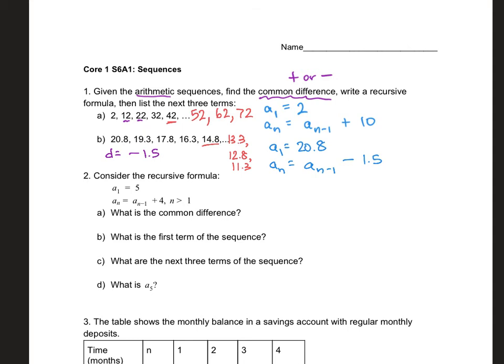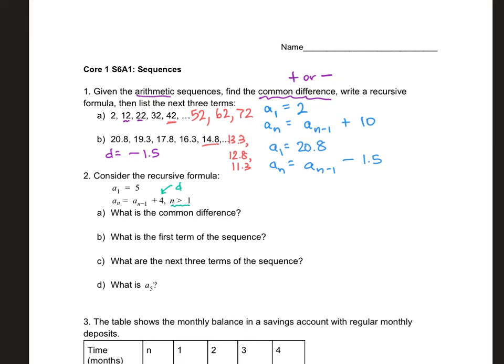In number 2 here, we're looking at considering a recursive formula that is already given to us. So what we're seeing is a sub 1 equals 5. That's the first term in the sequence. A sub n equals a sub n minus 1 plus 4. That plus 4 is our common difference value. And then it points out that n has to be greater than 1.